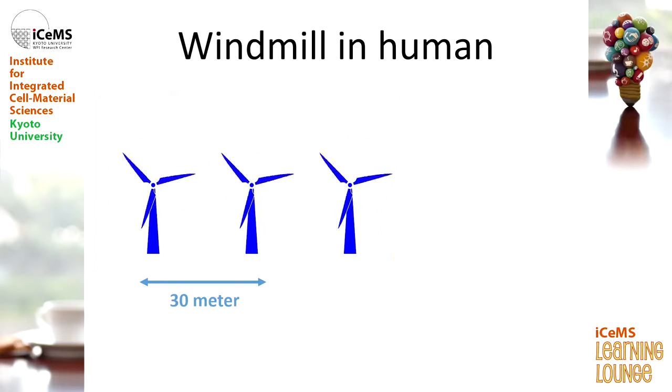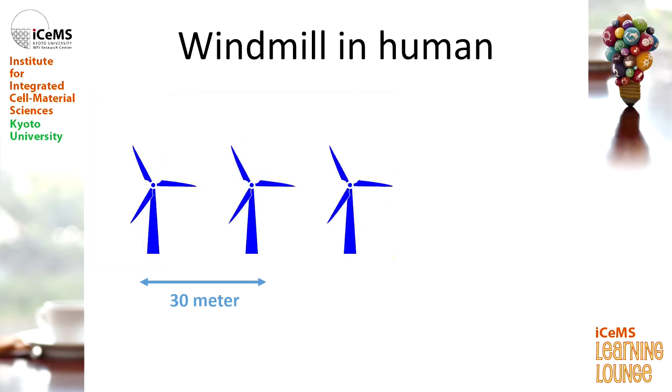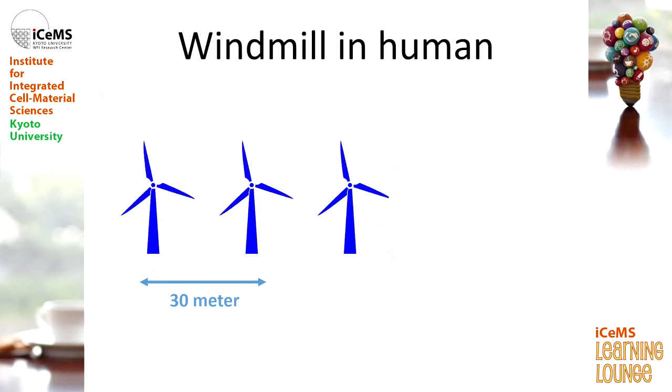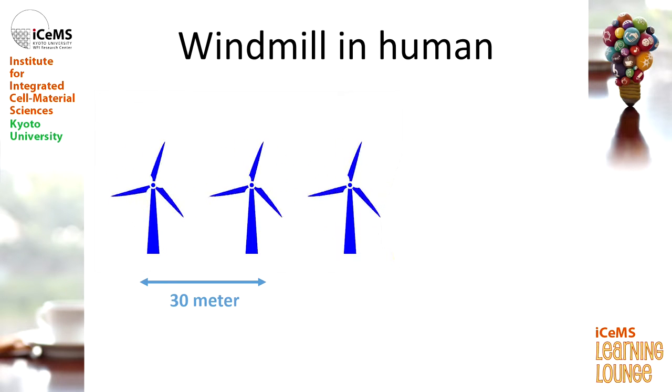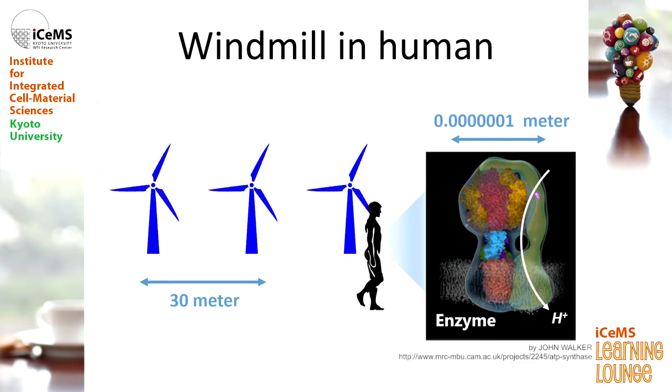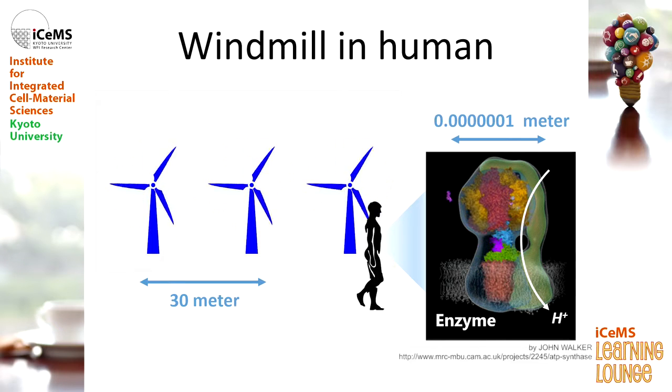A normal windmill on the ground is a very large scale, about 30 meters. But if we look inside the human body, we can also see that kind of windmill motion generating energy. This is shown here.